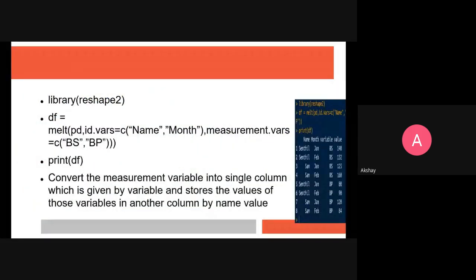This function is known as the melt function. Okay, in this melt function, we need to identify the identifier variable and the measurement variable. And the measurement variables are combined into a single column. This variable is the measurement variable. Convert the measurement variables into a single column, which is given by variable, and store the values of these variables in the value column, this column. That is, the value of BS is 140.